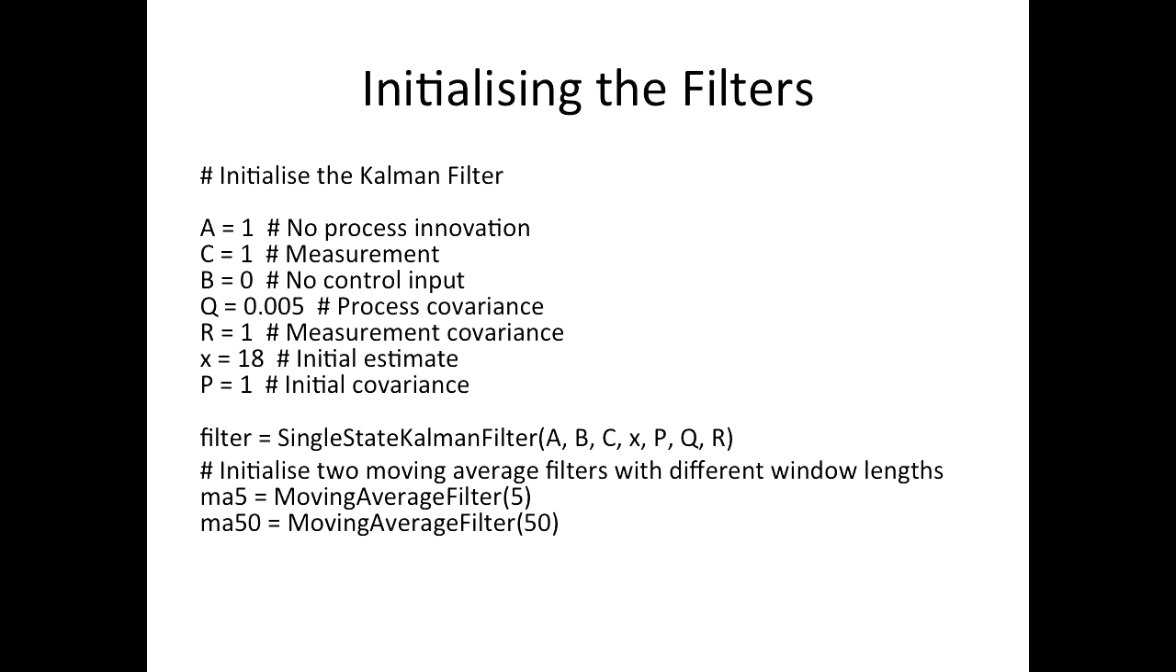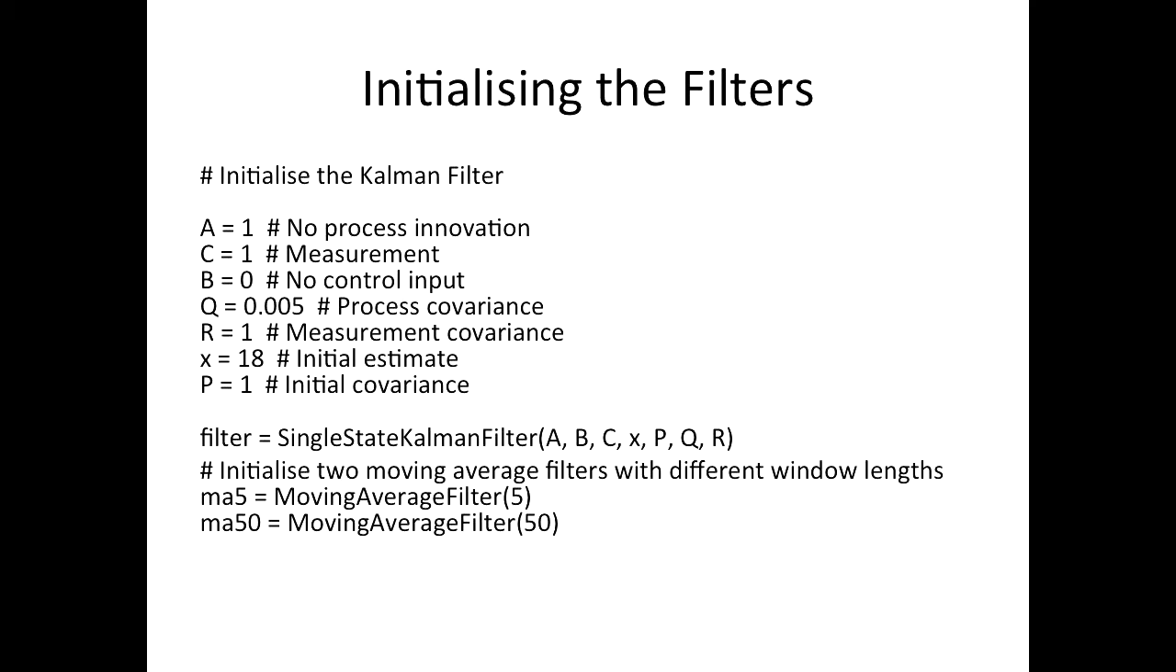So initializing the two filters is interesting. If you see down the bottom, instantiating the moving average filter, you just need to give it a window length, which is pretty simple. When you instantiate a Kalman filter, you have to tell it a little bit about the system that you're measuring. But when it comes to just using it for measurements, it's really quite simple.